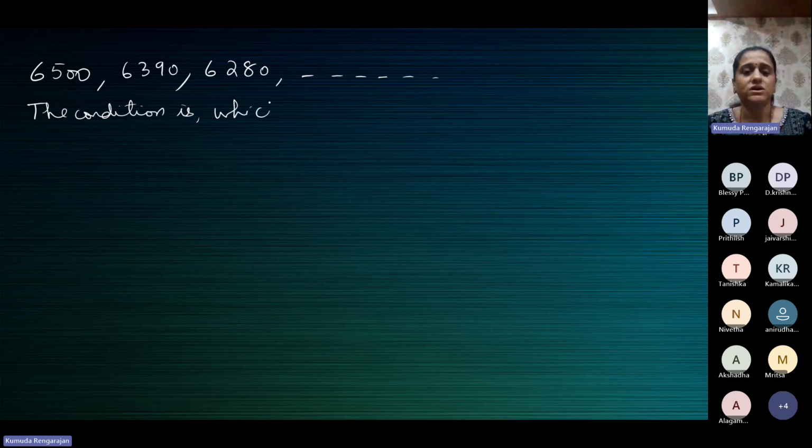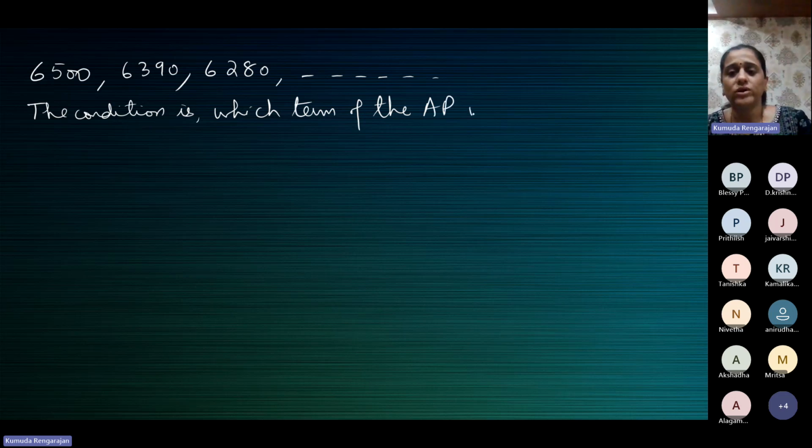See, the first term of the AP is 6,500. The second term of the AP is 6,390. The third term of the AP is 6,280. Fourth term, fifth term, sixth term. Which term of the AP will be less than 1,000 rupees is the condition here.